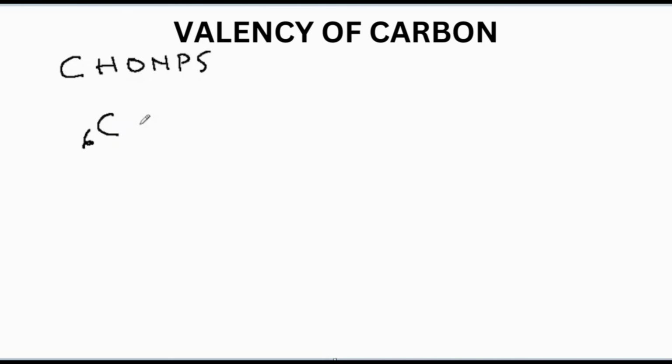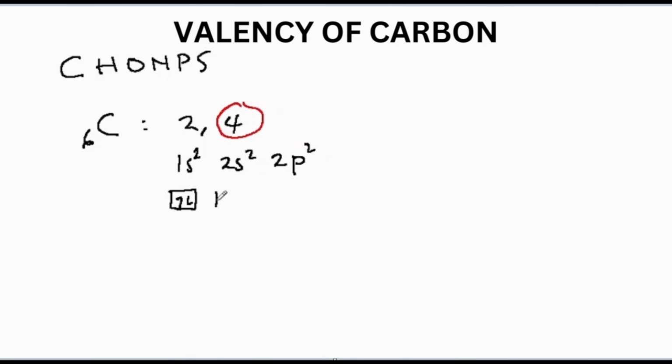Atomic number 6, the configuration is 2, 4. So it has 4 valence electrons. Okay, let's take a look at the spdf configuration: 1s2, 2s2, 2p2. For the orbital notation, we have 2 electrons here following the Pauli exclusion principle, 2 electrons here, and following Hund's rule of maximum multiplicity, we are going to have 2 electrons here.